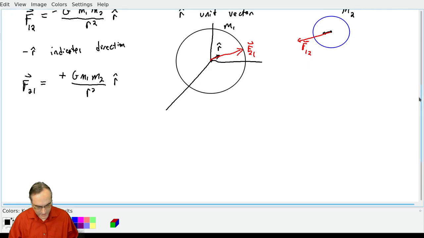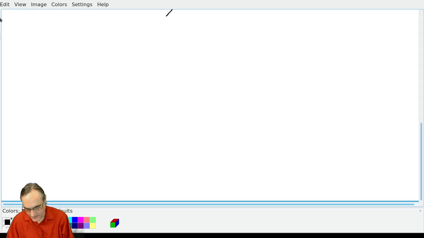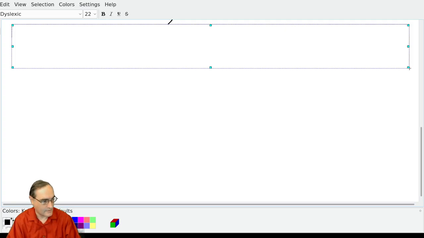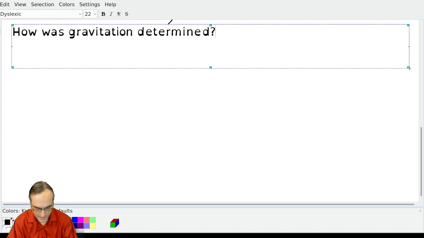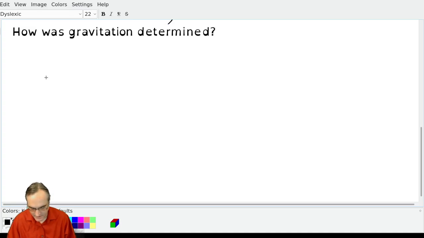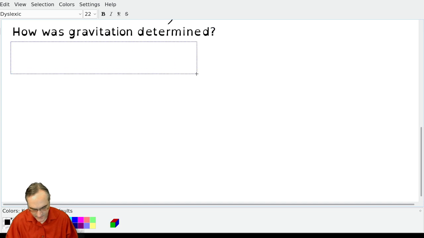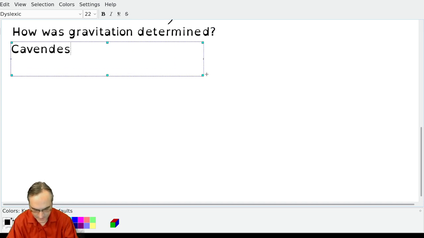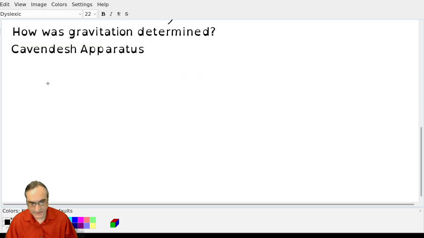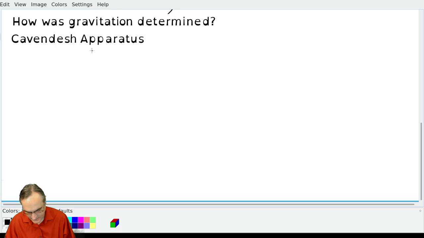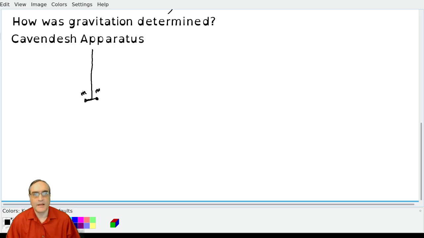Okay. The last thing we're going to talk about for the moment is how this gravitational force is determined. And it uses something called the Cavendish apparatus. Now, what is that? Well, functionally, it is a wire with a little bar hanging on the end that has a couple little masses on it. So it looks like a barbell, a dumbbell, something you'd lift in the gym.